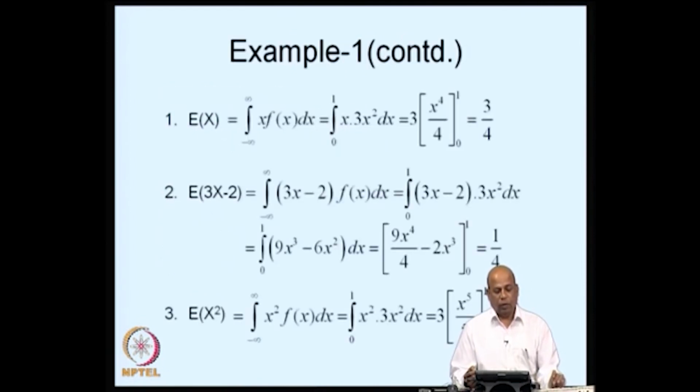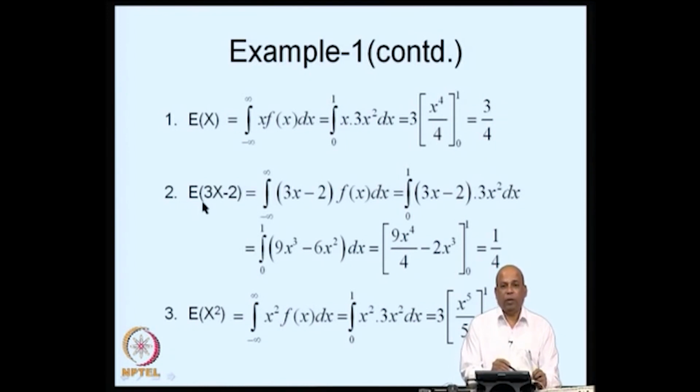So, the expected value of x is simply given by the integral from minus infinity to plus infinity of x f of x dx, and because f of x is defined to be non-zero between the range 0 and 1, we integrate between 0 and 1. This is x, this is f of x, 3 x square, with respect to x. So, we get 3 by 4. So, the expected value of x is 3 by 4. This is also the mean, and it is also denoted by mu.